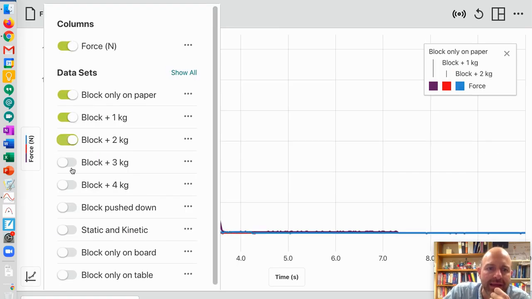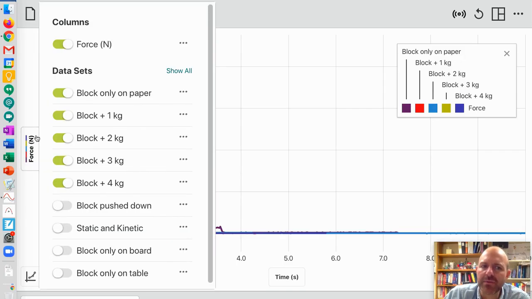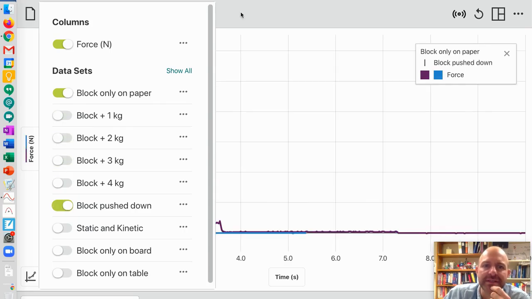And as I keep adding 2, 3, 4 kilograms on top, we see that we keep growing in friction. So the more we're pressing the block down by stacking more mass on top of it, the bigger the frictional force. But that might make you think, well, isn't this really just talking about the mass? But it turns out that it doesn't have to be that.